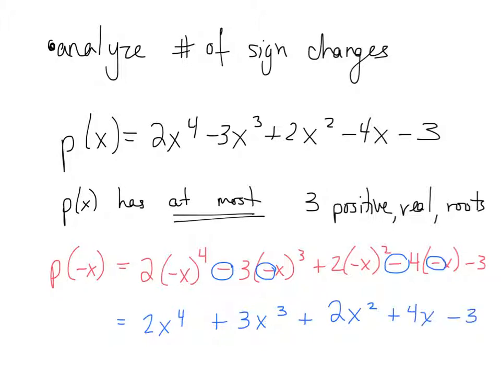And clearly a constant doesn't change. So that's what p of negative x is. So, simply put, what can we do whenever we want to find a function of negative x? Switch the signs of all the terms with a positive.